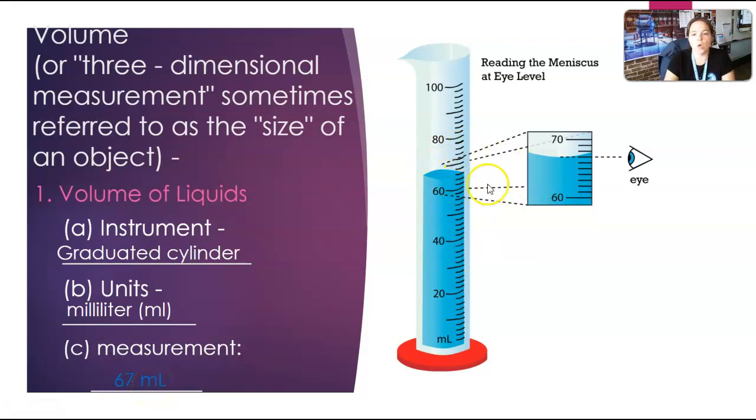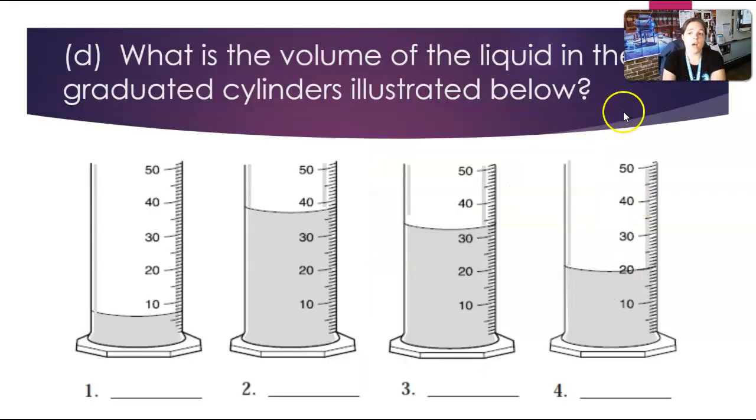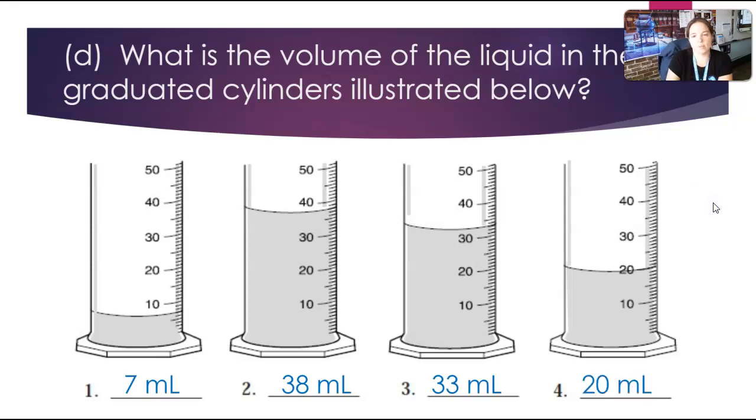Well, how exactly do you know? When you look at this section, you want to be straight eye level with it. And you'll notice the bottom of the curve, the meniscus, you're going to look for the bottom of it. And the bottom of it is right here. And you go 1, 2, 3, 4, 5, 6, and 7. That is 67 milliliters. All right, based off that, I would like you to pause real quick and tell me the different milliliters below. All right, let's see if you got it right. You got 7 milliliters, 38 milliliters, 33 milliliters, and 20 milliliters.